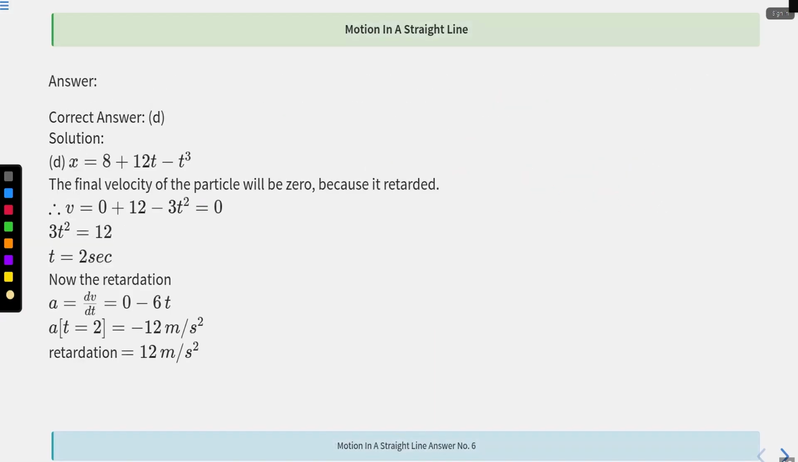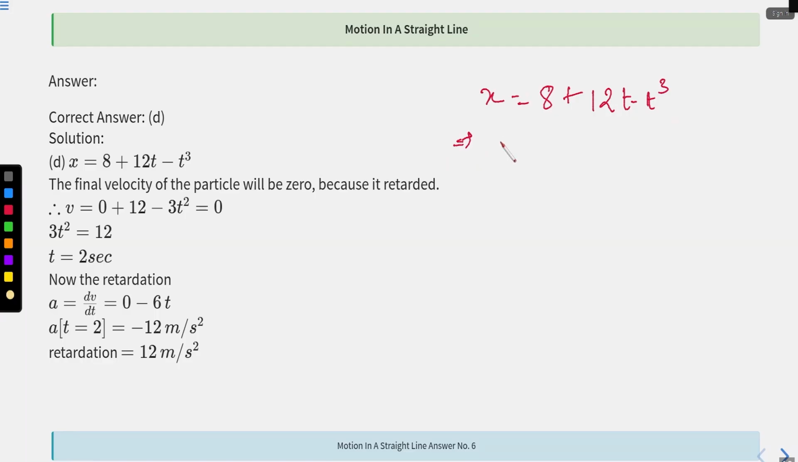So what we have over here is x equals 8 plus 12t minus t cube. Final velocity will be 0. What do you mean by final velocity will be 0? We have to calculate dx by dt first. So x is given to me as 8 plus 12t minus t cube, right? Minus t cube.